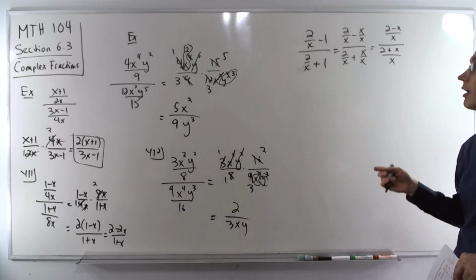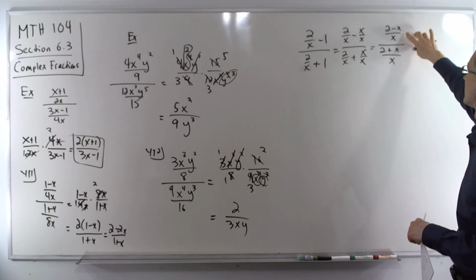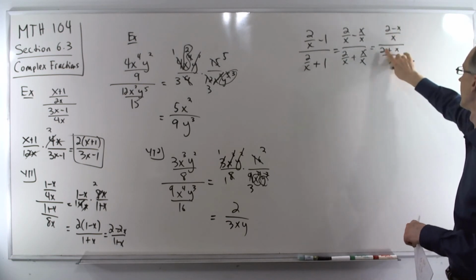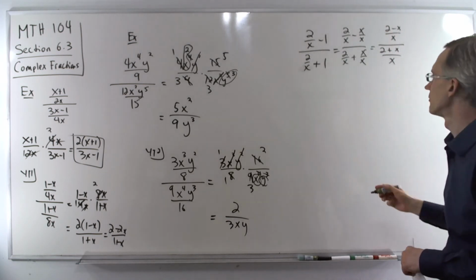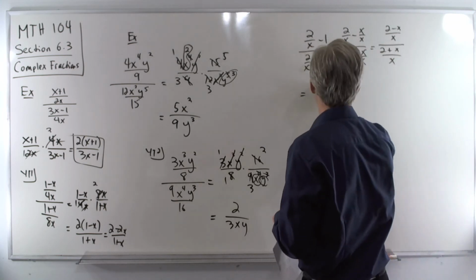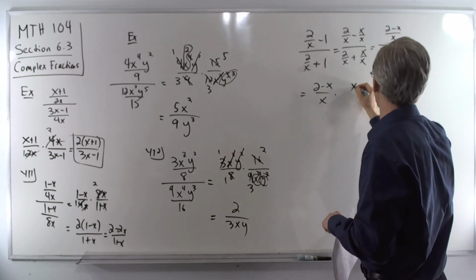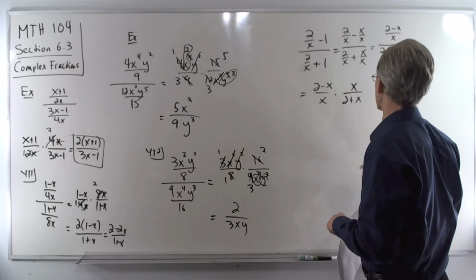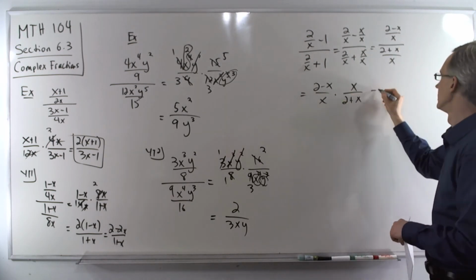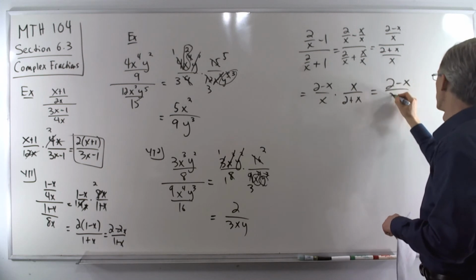All right, so there's step 1. We've succeeded in creating a single fraction on the top and a single fraction on the bottom. Now we'll convert to multiplication. So that's 2 minus x over x times the reciprocal, x over 2 plus x. The x's cancel, leaving 2 minus x over 2 plus x.